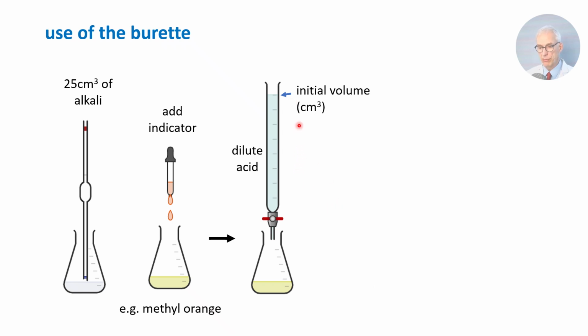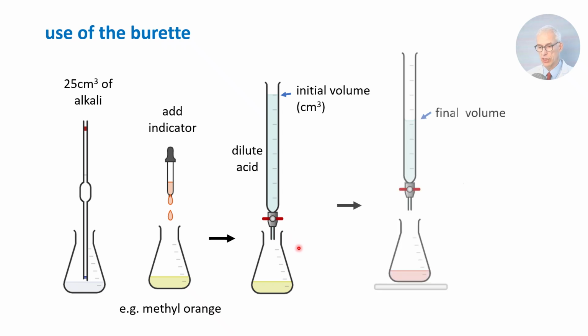You then allow the acid to drain from the burette into the alkali until a color change is achieved. You stop the flow of acid at that point and note the final volume. So the volume of acid delivered is the difference between the initial and the final volume reading on your burette. We call that volume of acid a titer. So the titer is the volume of acid delivered, that is, the final volume minus your initial volume.